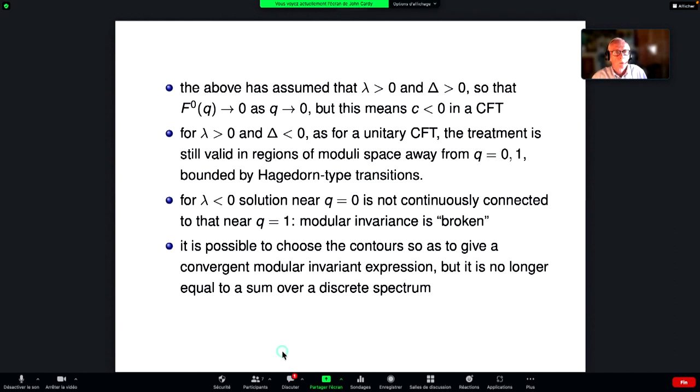I've assumed here that lambda is positive and delta is positive, but there are ways around this. Interesting things happen if delta is negative, then we get these Hagedorn-type transitions, which, going back to the fluid analogy, corresponds to the formation of shocks, it turns out. So there's an interesting connection here between what's going on here and fluid dynamics also. But I don't have time to go into that, unfortunately.